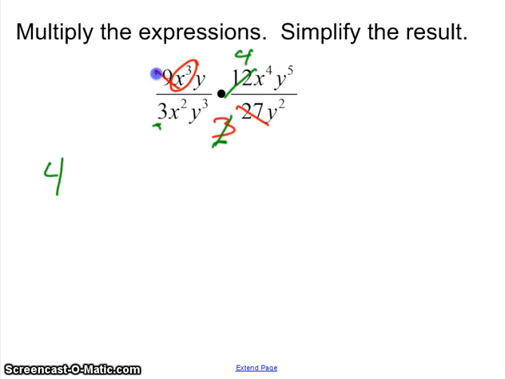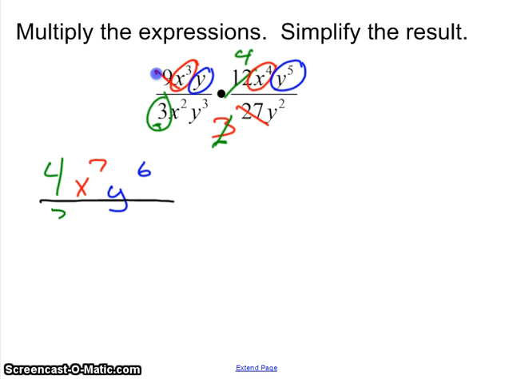I've got x to the 3rd times x to the 4th up top makes x to the 7th. I've got y times y to the 5th up top makes y to the 6th. Add the exponents. On the bottom, I've got a 3. This 3, okay. I've got x to the 2nd times no x on the other one, so just x to the 2nd. And then I've got a y to the 3rd times y to the 2nd. Add those exponents, becomes y to the 5th.